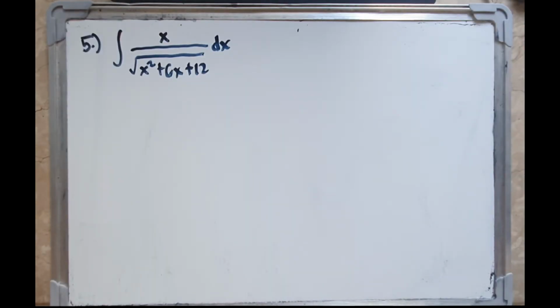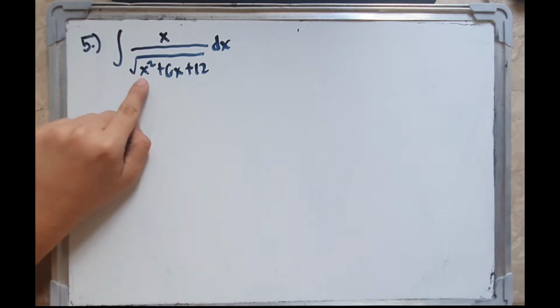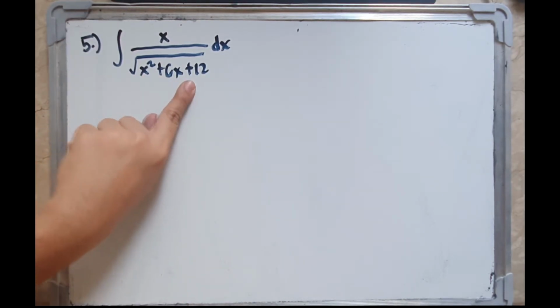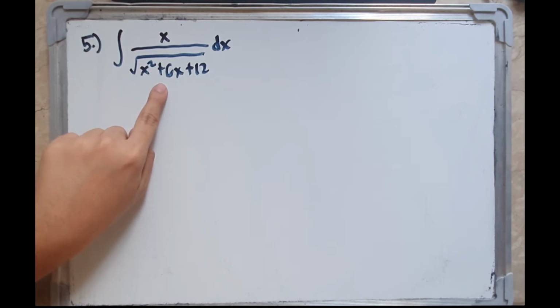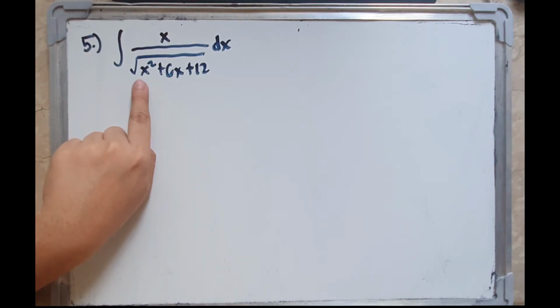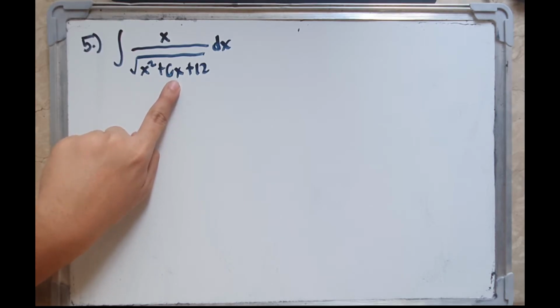Okay, so number 5. Evaluating the integral of x whole over with the square root of x squared plus 6x plus 12. So notice, look at the algebraic expression inside our radical symbol. X squared plus 6x plus 12. So this time, the presence of this 6x.